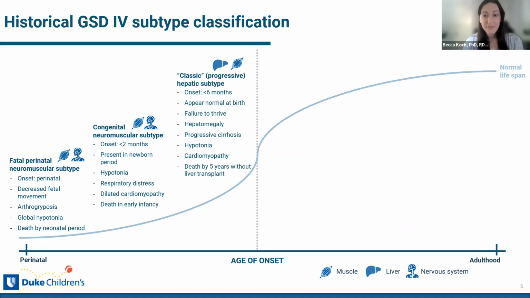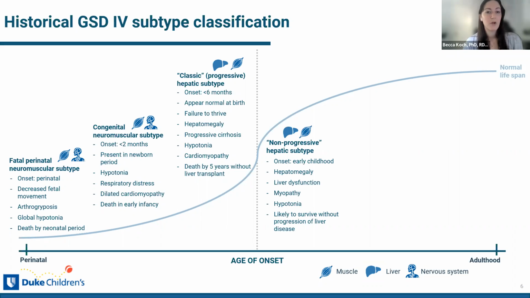We next have a different subtype. So this is what we call the classic or progressive hepatic subtype. Typically, onset is within the first 6 months of life. Infants often appear normal at birth, but then slowly exhibit failure to thrive, hepatomegaly. Patients can present with progressive cirrhosis. Some do have hypotonia or cardiomyopathy. And typically, there's death by 5 years without liver transplant.